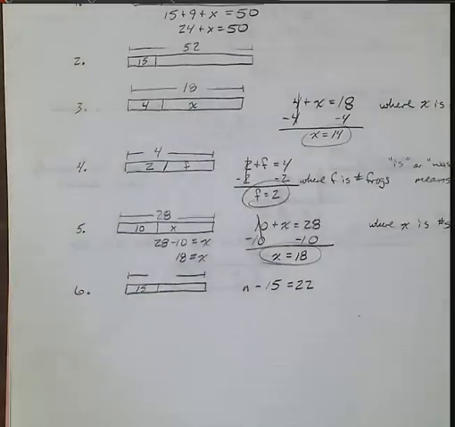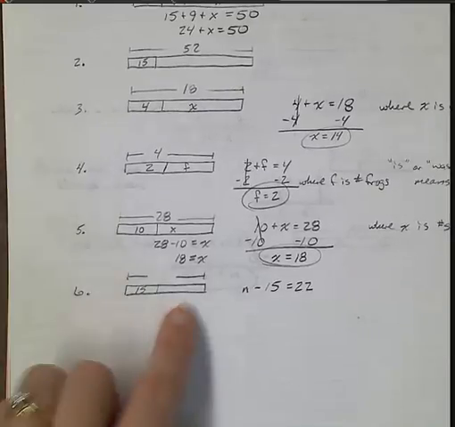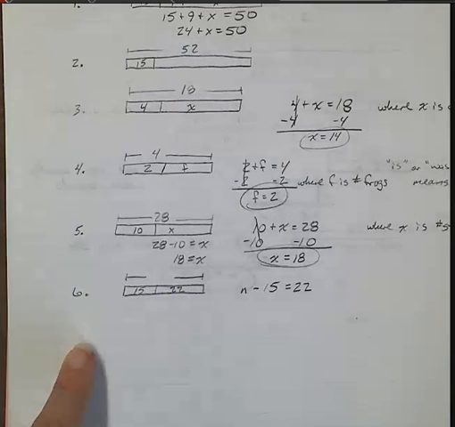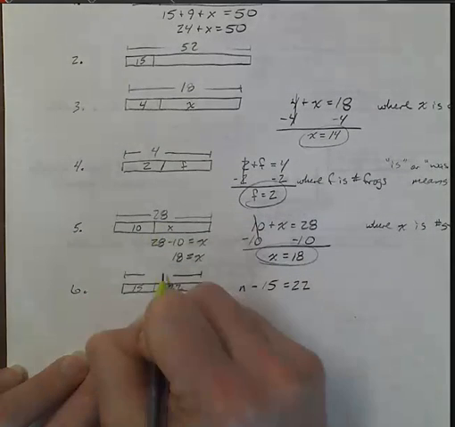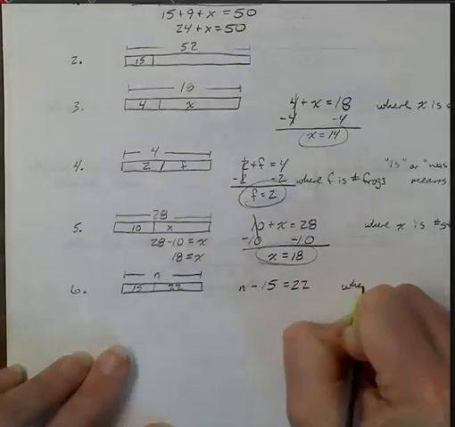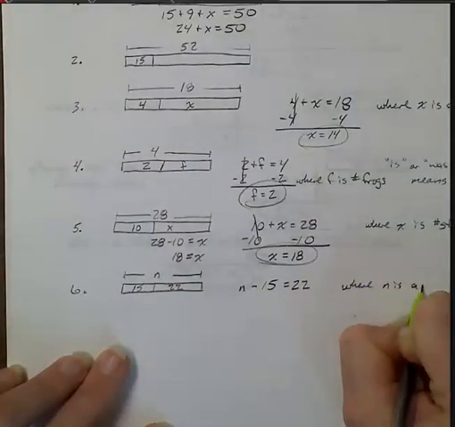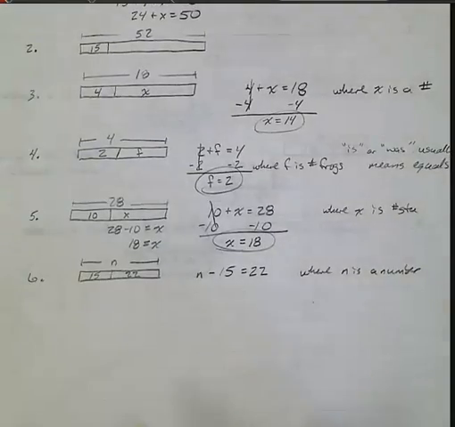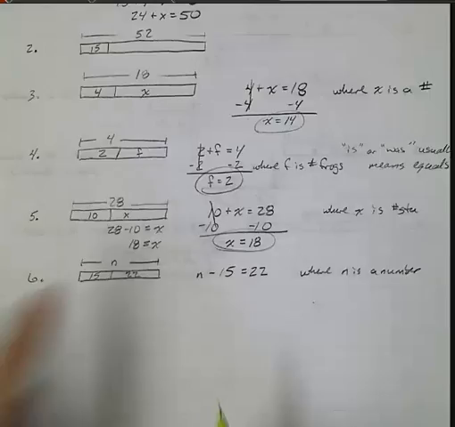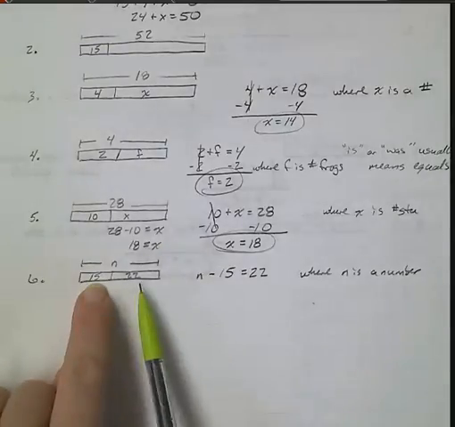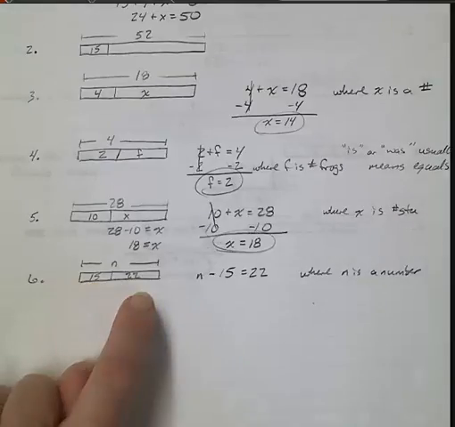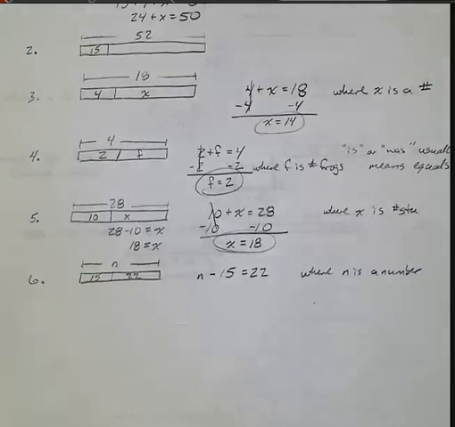What about 22? Is the whole thing 22? No. If I have something and I take away 15, I'm still left with this part. What don't we know? We don't know the whole, where n is a number. So this one's tricky because you don't know the whole. But if I had that and I took away 15, I better get this left over, right? And this n had better be bigger than just 15, and it better be bigger than 22, or I didn't do it right based on the picture.